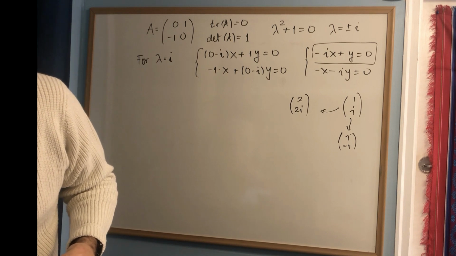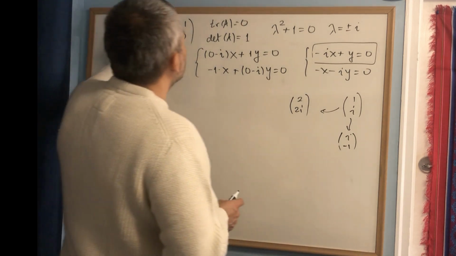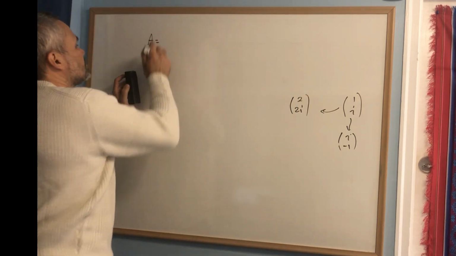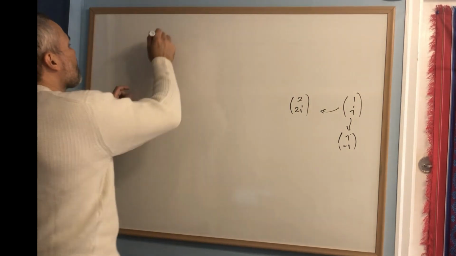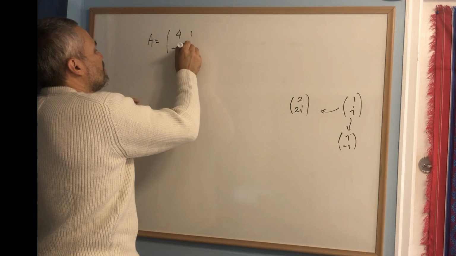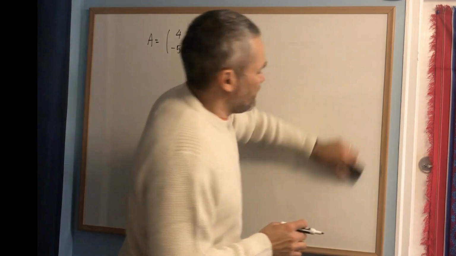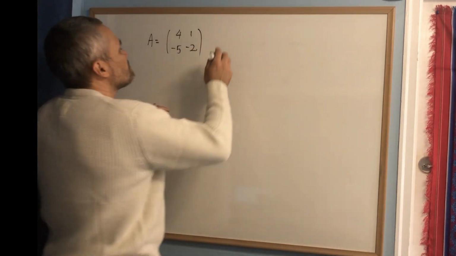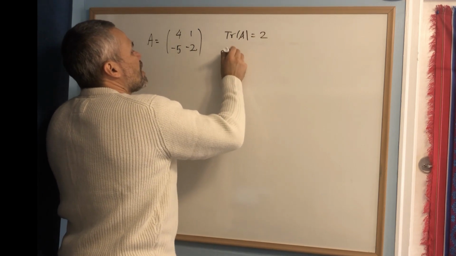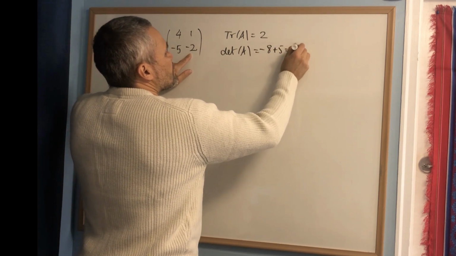Let's think about another example. Let's consider the matrix A equal 4, 1, negative 5, negative 2, and let's find the eigenvalues and eigenvectors. To find the eigenvalues, we compute the trace. The trace of A is 2, and the determinant of A is negative 8 plus 5, which is negative 3.